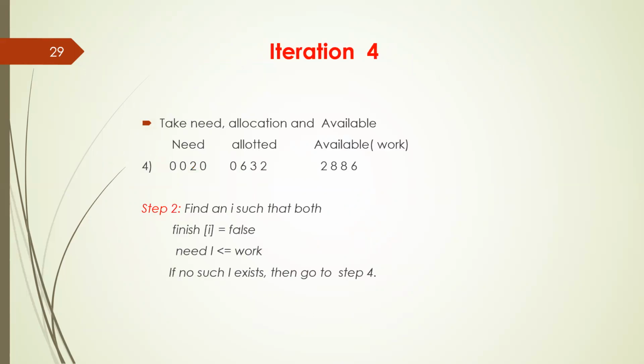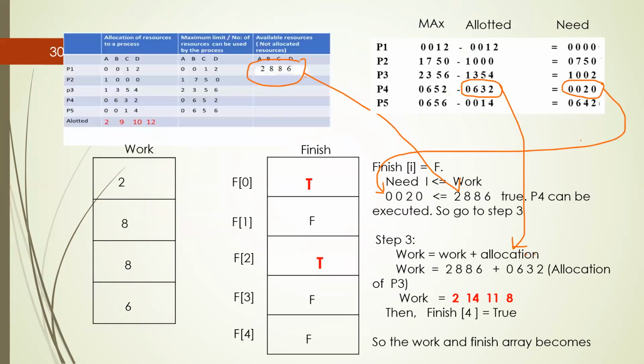Then iteration 4. Now take the fourth row from all the arrays. Now process P4. What's the need of P4? 0020. How many resources are allotted to P4? 0632. Now go to the formula: need less than or equal to work. So 0020 less than 2886, true. So P4 can be executed. Now go to step 3: work equal to work plus allocation. So 2886 plus 0632, the work array is updated to 3 5 1 8... then Finish[4] equal to true. As per the formula, Finish[4] equal to true.